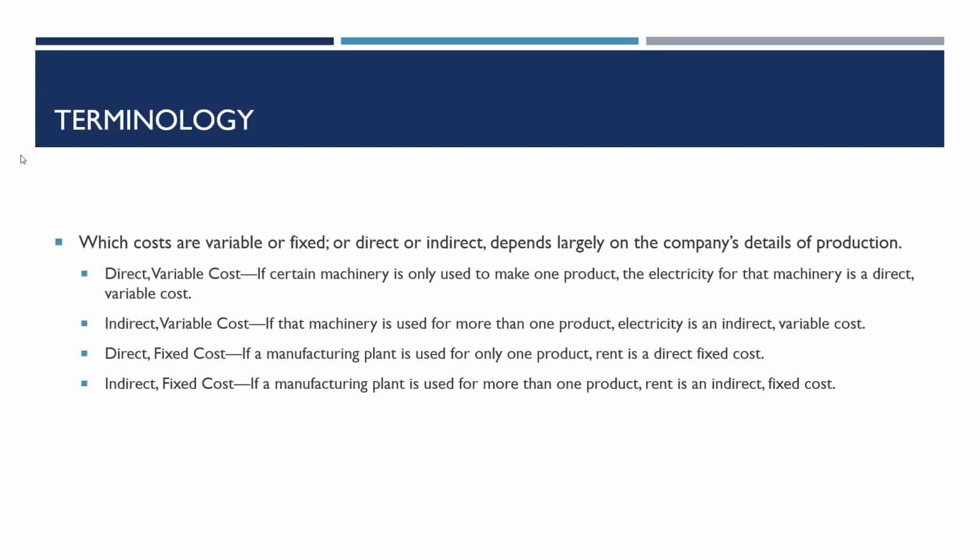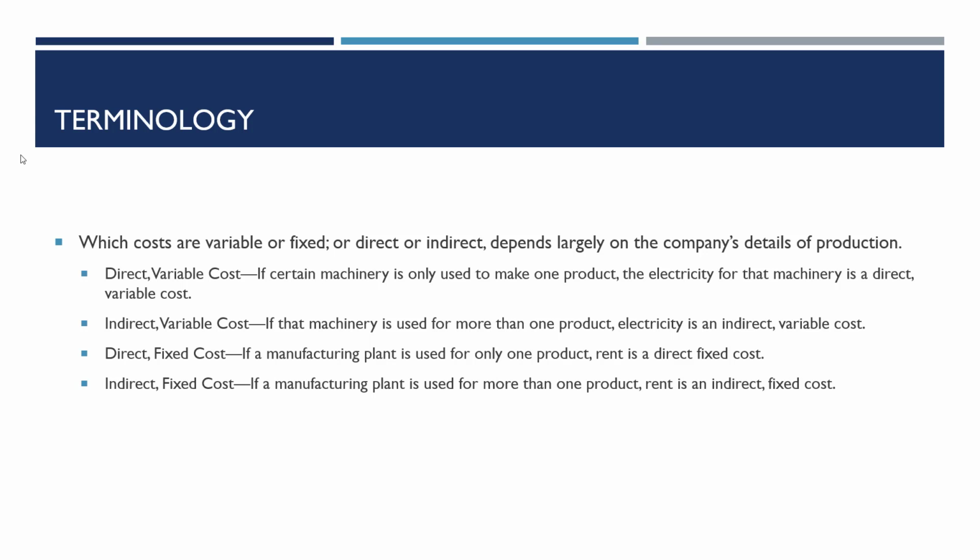Oneida Limited was a company out of Sherrill, New York. They made all of their silverware and flatware for the most part in one facility in Sherrill, but in the neighboring town of Kenwood, they had a separate facility, and all they made there was high-end kitchen knives. So any kind of fixed cost that was incurred in that particular secondary Kenwood facility would be directly traceable to kitchen knives, and it would also be fixed. That's a direct fixed cost.